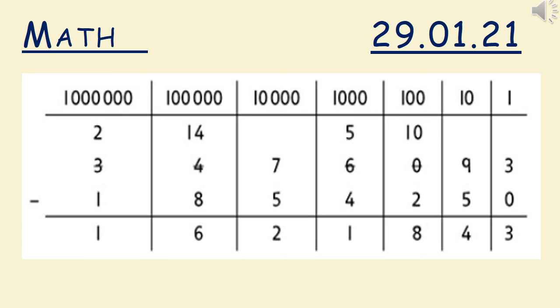And then finally, we did have 3 take away 1, but we had to take from our neighbour, so it's now 2 take away 1 is 1, giving us the final answer of 1,621,843. See, this is the same process even for larger numbers. We can make these numbers even larger, but the written method would not change. We would just have to be aware of our place values.